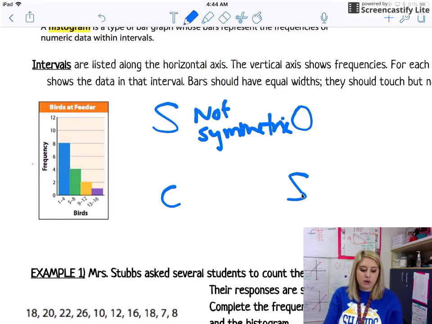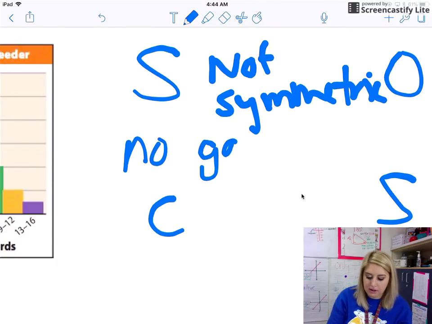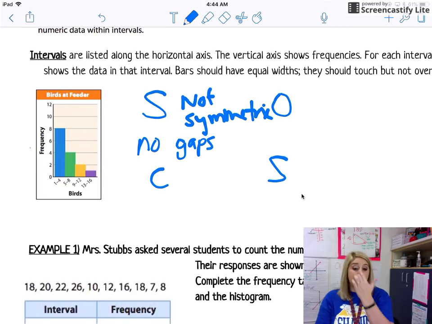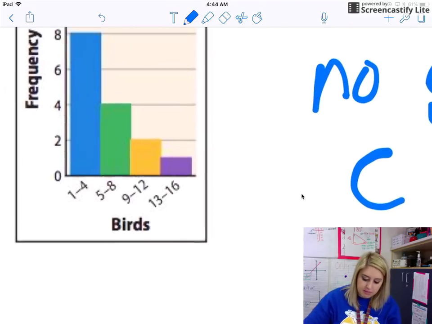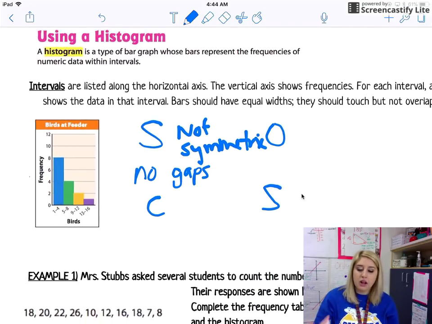We do know that there are also no gaps in the shape. No gaps in this histogram. And typically in a histogram, you're not going to see very many gaps unless there's no spaces in the interval, okay? But when you're making the histograms, make sure that the bars are touching each other, but they're not overlapping each other. All right, so S stands for symmetric or not.